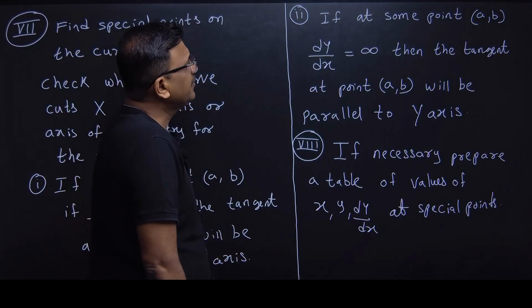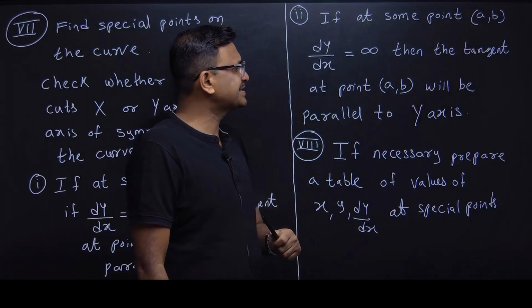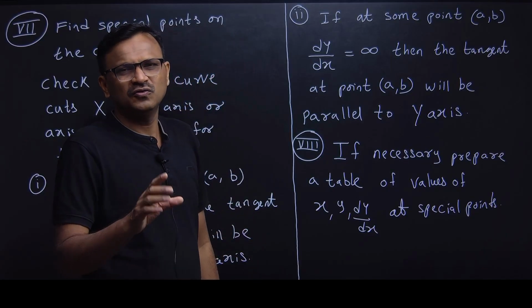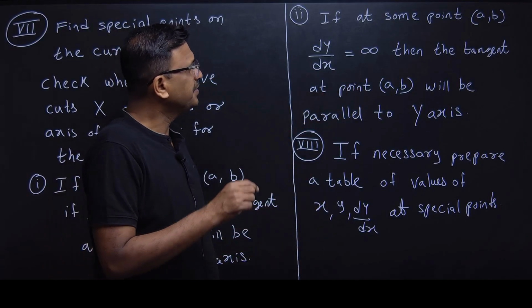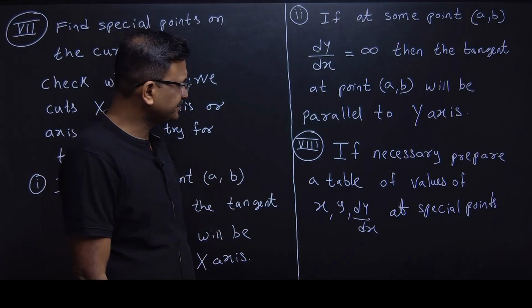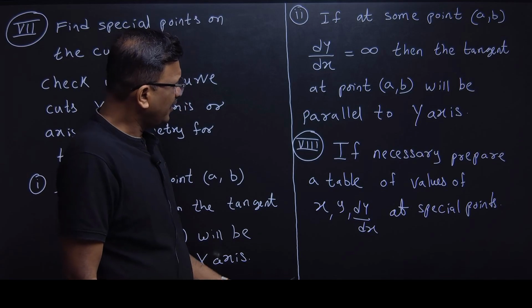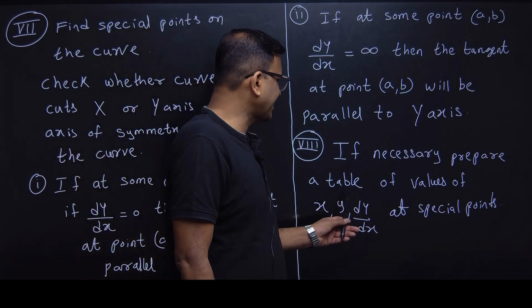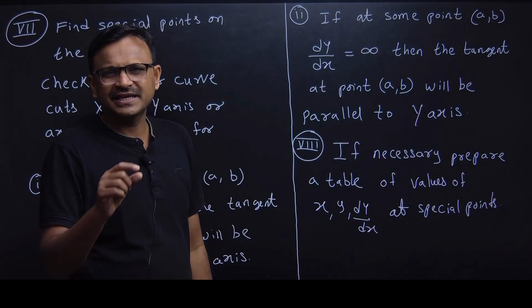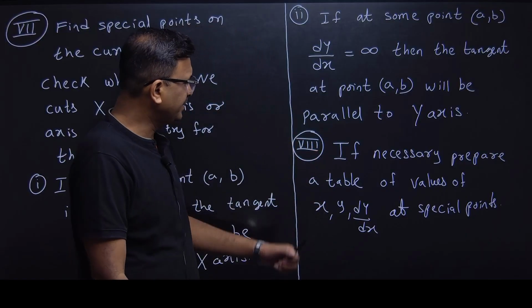Then, if at some special point (a, b), dy by dx is infinity, then it means that the tangent at that point must be parallel to the y-axis, or if that point is on the y-axis itself, the y-axis will be tangent to the curve. Now, if necessary or if possible, we can prepare a table of values of x, y and dy by dx. So suppose at some point x is a, y is b, we can find what dy by dx is. We can mention that by preparing a table.